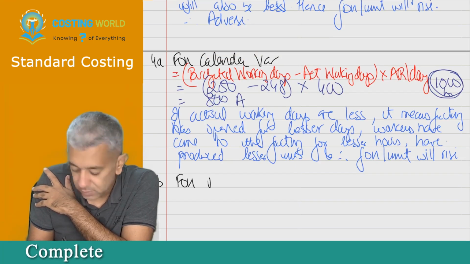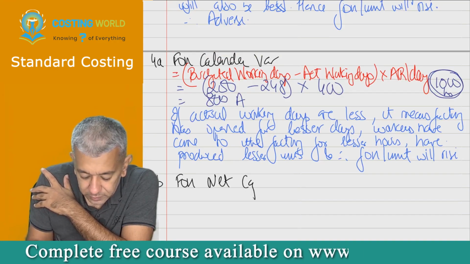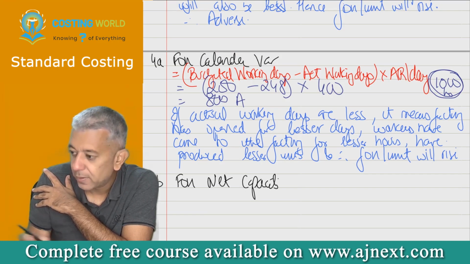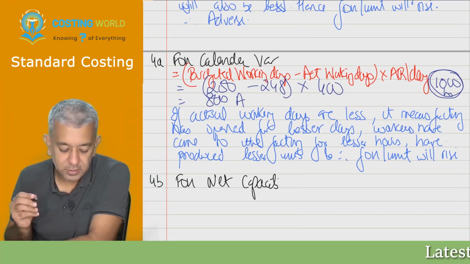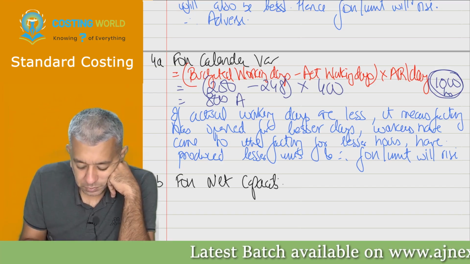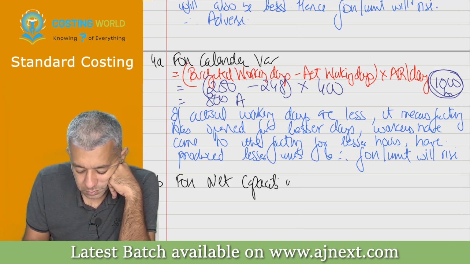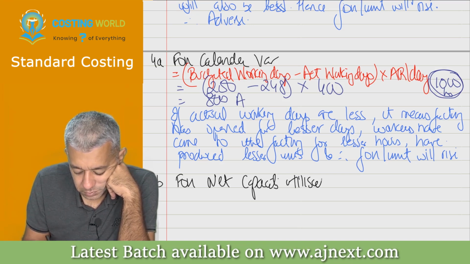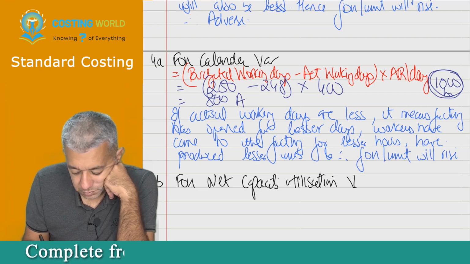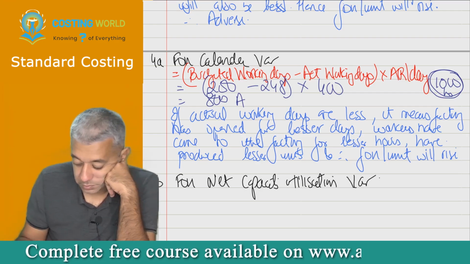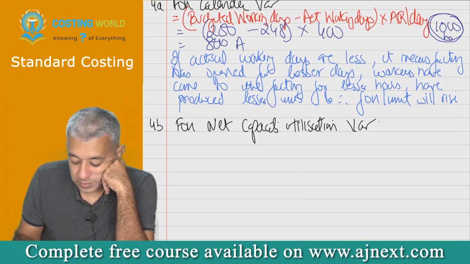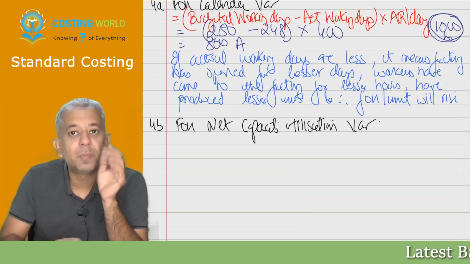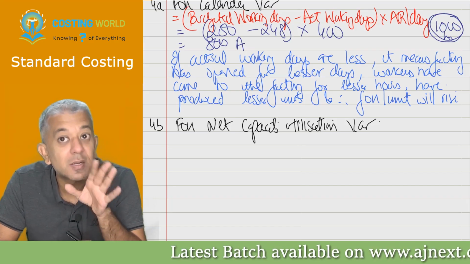Fixed overheads, net capacity utilization variance. Now see, this is going to be dealing with the difference of hours per day.